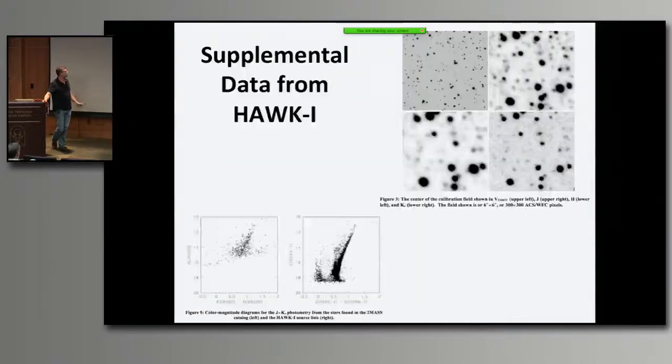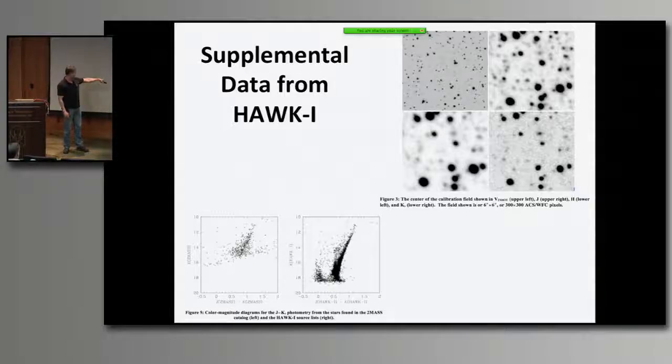In terms of lines. So in addition to that, I had a friend that had some time on HAWK-I, and I said, oh, why don't you observe this field? And so we have some HAWK-I data from the ground. This is the HST field, and this is J, H, and K from the HAWK-I detector on the VLT.